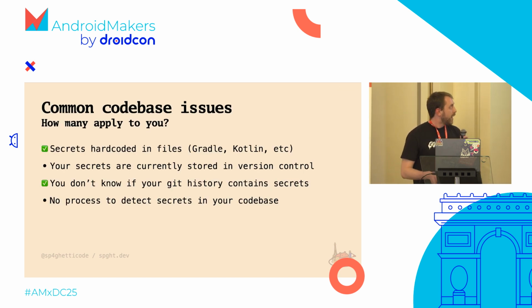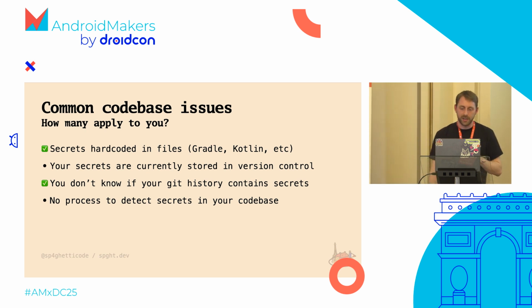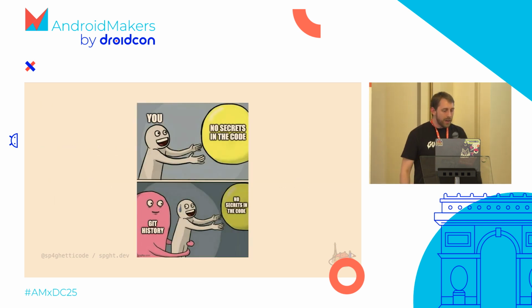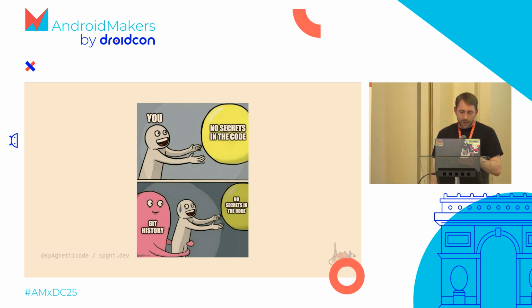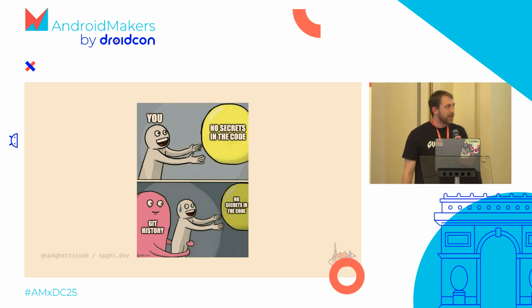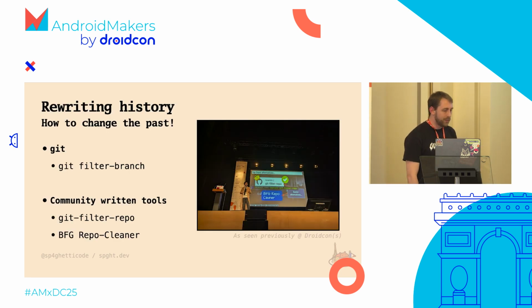So we know now that we can find a way of checking if our Git history contains secrets or not, but we now need to actually go back in time and check our Git history and remove them. So how do we rewrite history? Well, I'm glad you asked. There's multiple different ways you can do this. The first way is through Git itself.